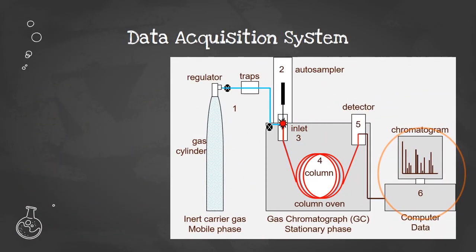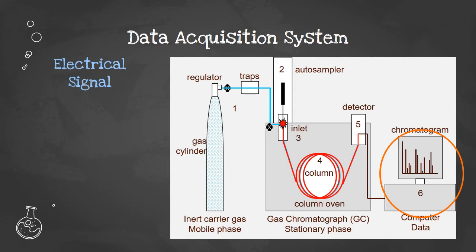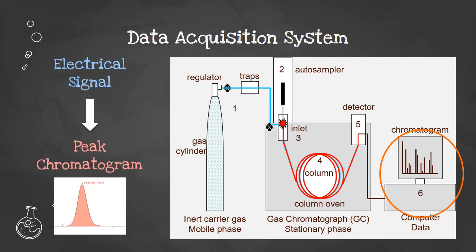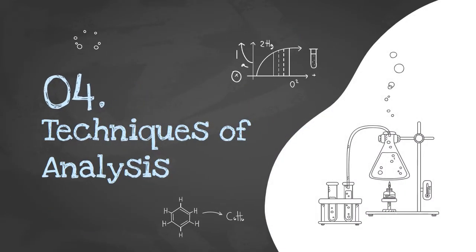The last major component of the GC system is the data acquisition system. The data system is used to translate the electrical signal generated by the detector into a peak chromatogram. The area of the peak is representative of the concentration of the analyte. The most commonly used devices for generating the chromatogram and report are the integrator and the personal computer. In general, gas chromatography may be used for both qualitative and quantitative analysis.